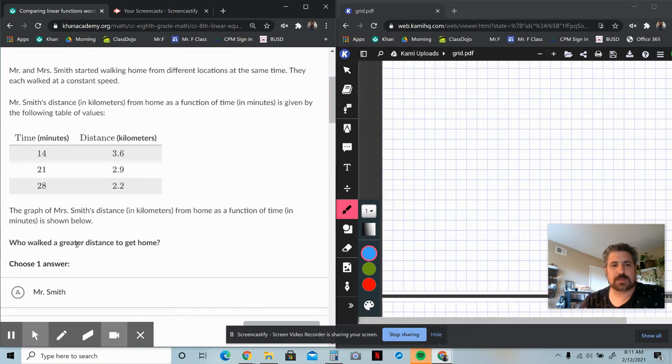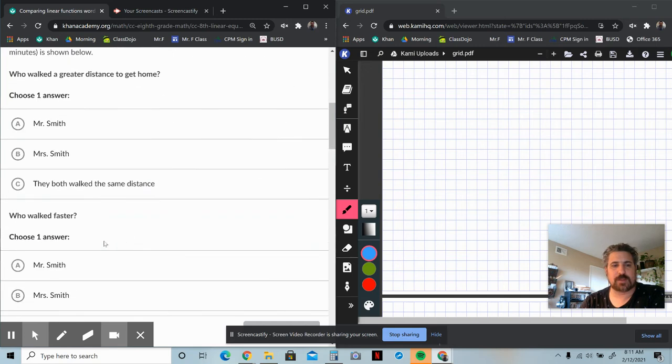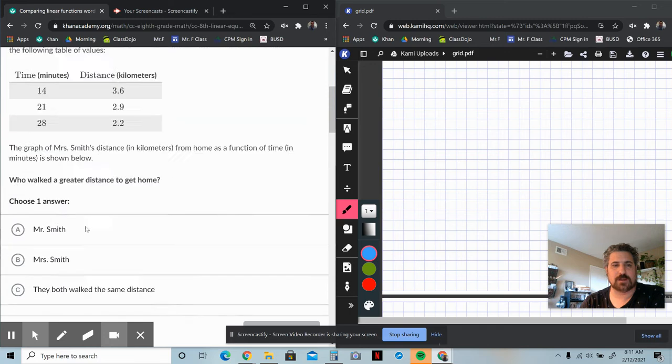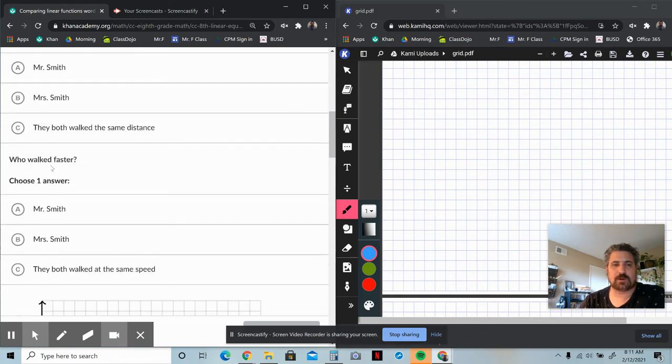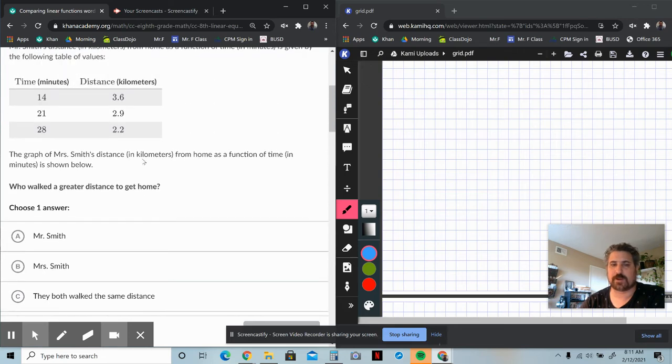All right, it says who walked at a greater distance to get home? And then, of course, who walked faster? So when they ask who walked at a greater distance to get home, that's just the starting value, like how far away were you from home, right? So that would be a situation where you look at the y-intercept, right? So whoever has a higher y-intercept is going to be a greater distance from home. So that's the person who's going to walk further to get home. And then the next question is who walked faster? That's going to be asking about the slope. Which one is a faster slope? Which is a faster rate?